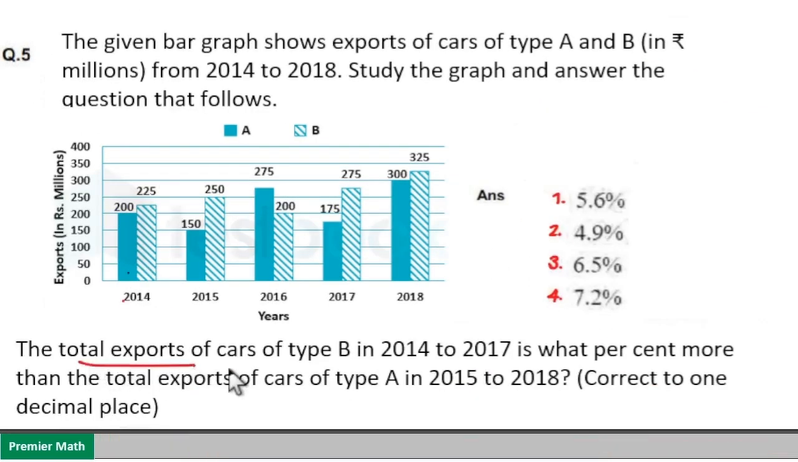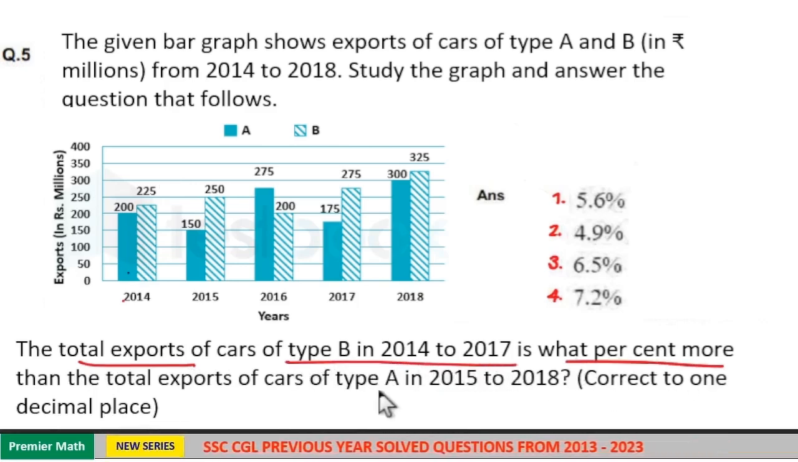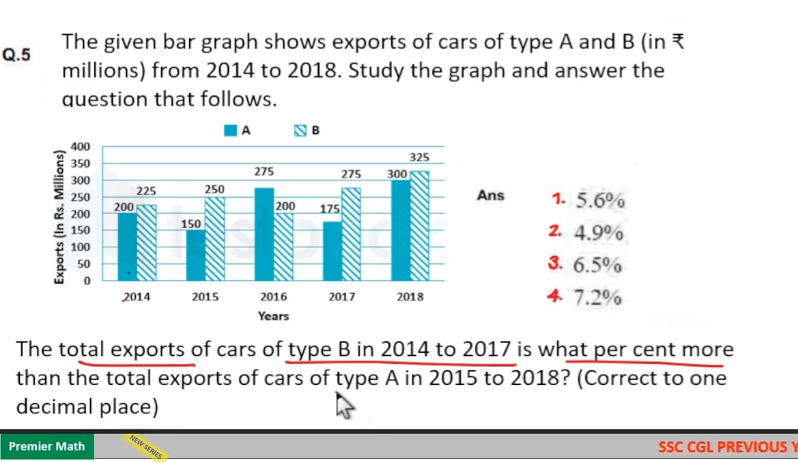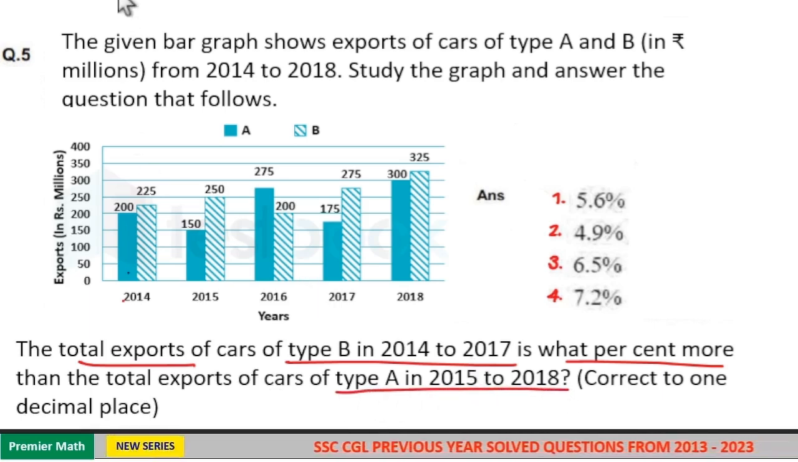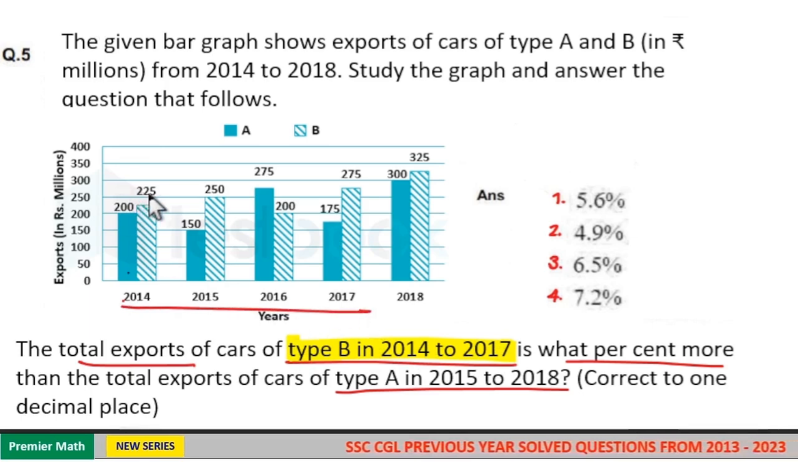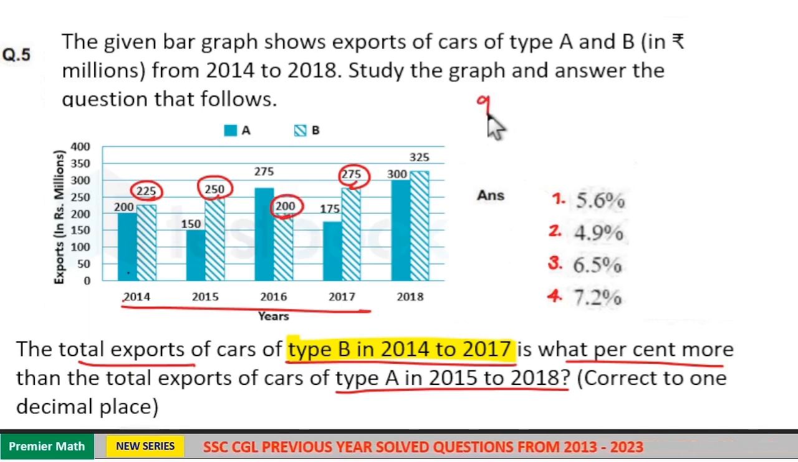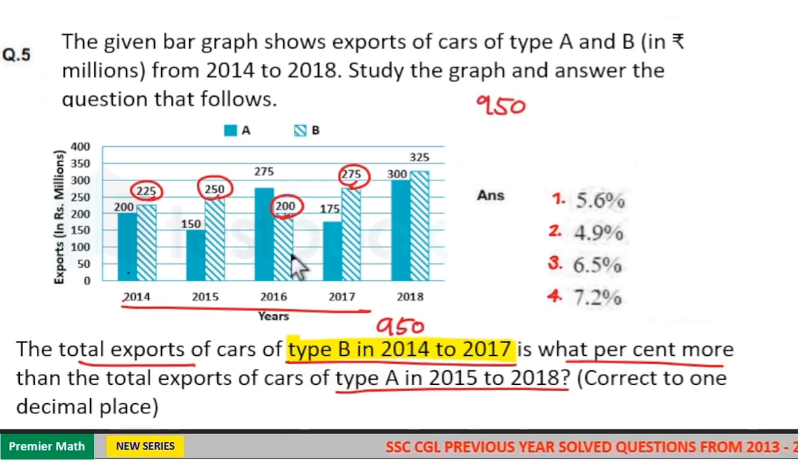Question is, total exports of cars of type B in 2014 to 17 is what percentage more than total exports of cars of type A in 2015 to 18? So pattern shows type B and solid color shows type A. We need type B from 2014 to 17. That is 225 plus 275, 500, 500 plus 250, 750, 750 plus 200, 950. That is type B is 950 from 2014 to 17.